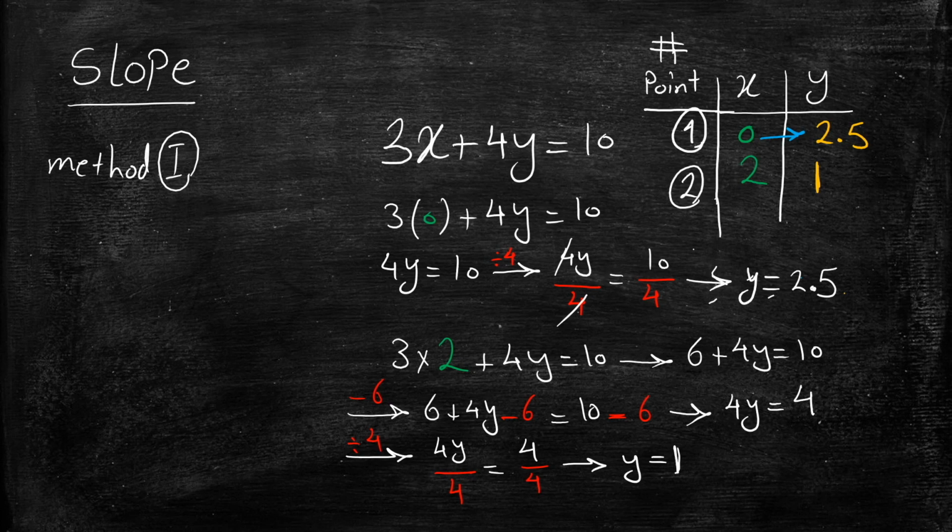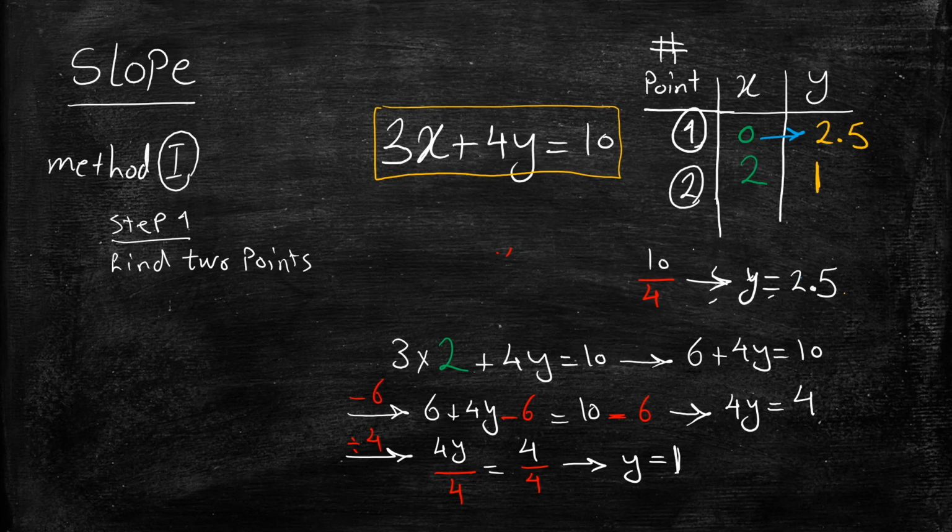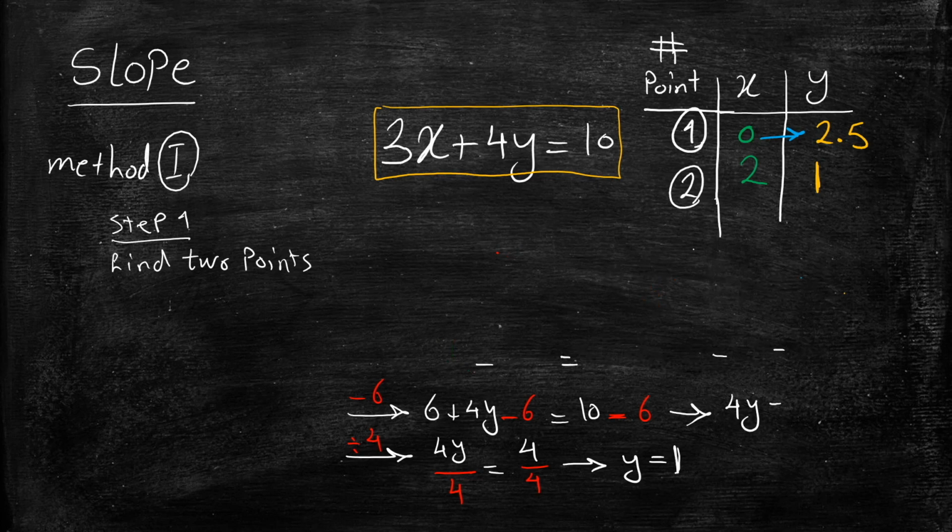from this equation. So this was our original equation. Our step one was to find 2 points. We did that. So let me delete these. Now what do we do with these 2 points to find the slope? That's the question.